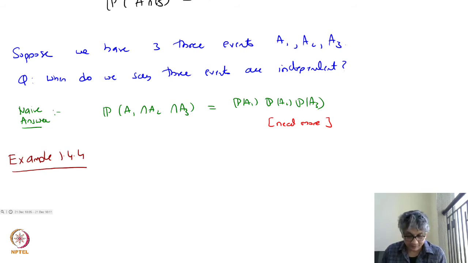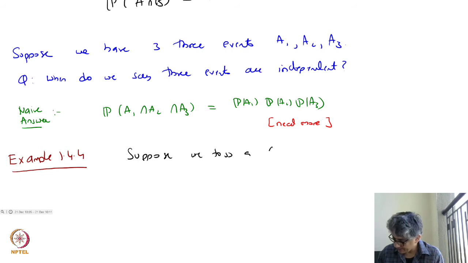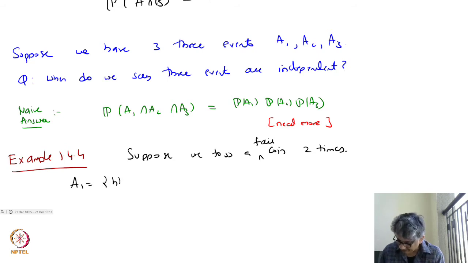Suppose we toss a coin 2 times. So you toss a coin once and toss a coin again. Let's say it's a fair coin, so the probability of heads is half, the probability of tails is half. So then you'd say that A1 is equal to head and this tail, right?